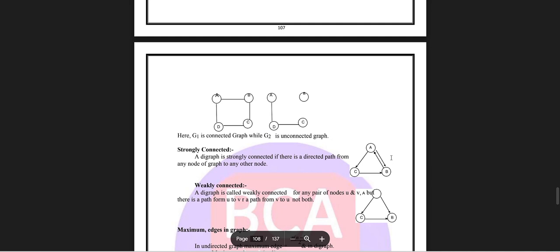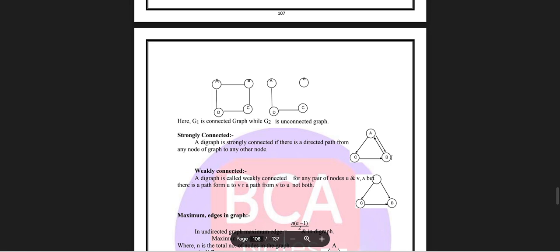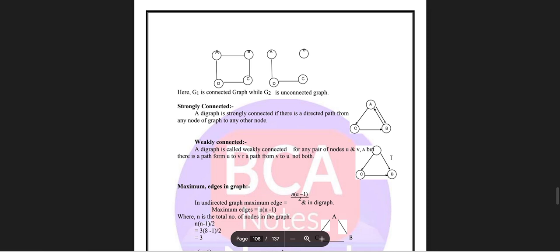Strongly connected: a graph or digraph is strongly connected if there is a directed path from any node of the graph to any other node. Weakly connected: a digraph is weakly connected if for any pair of nodes U and B there is a path from U to B or a path from B to U, but not both. The minimum number of edges in an undirected graph is n minus 1, and the maximum is n(n minus 1)/2.